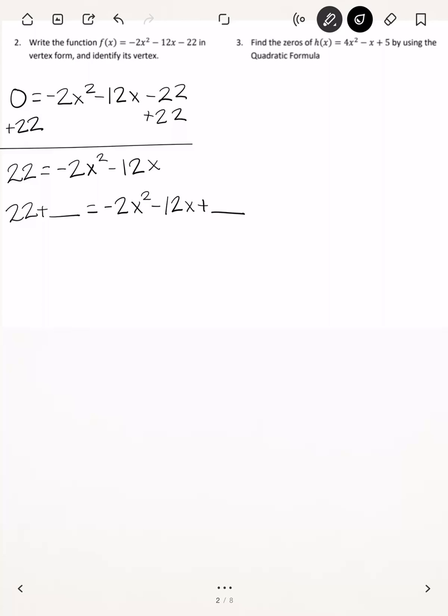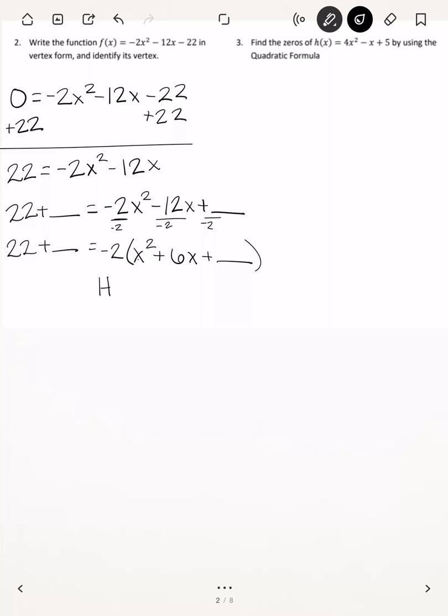There we go. Now from here, I notice I have a value in front of my x squared, so I need to factor that out. In order to do that, I'm going to divide everything by negative 2. So I get negative 2 out front. That's my greatest common factor. I'm left with an x squared. Negative 12x divided by negative 2 gives me a positive 6x plus my space. I still don't know what that is. And then over here, I still have the 22 plus the space.